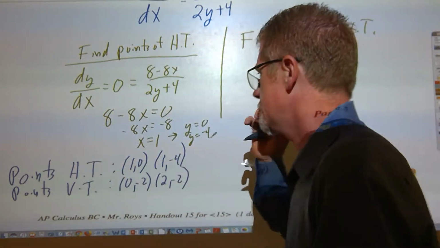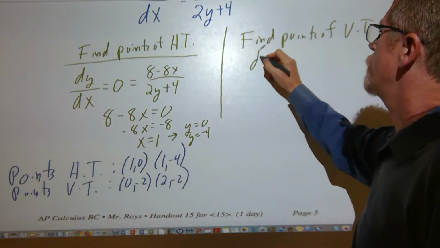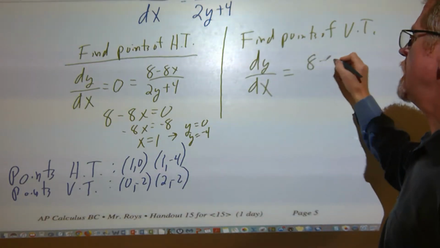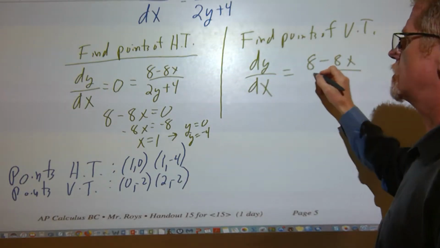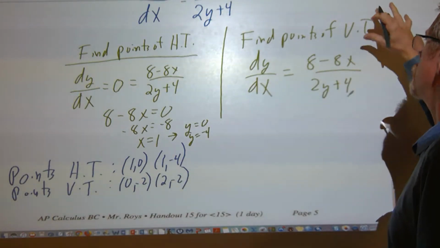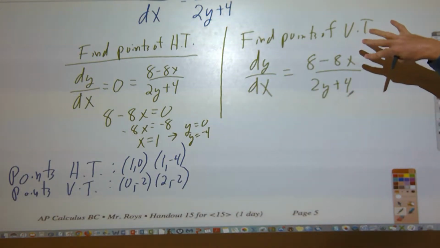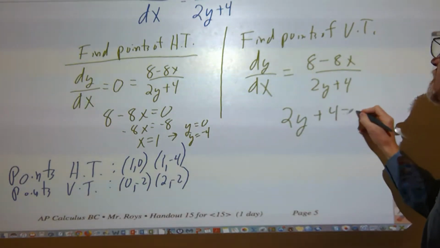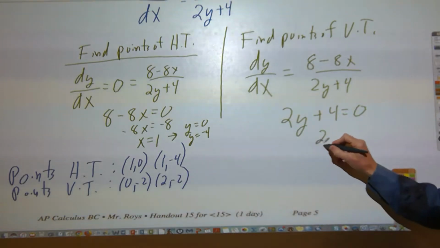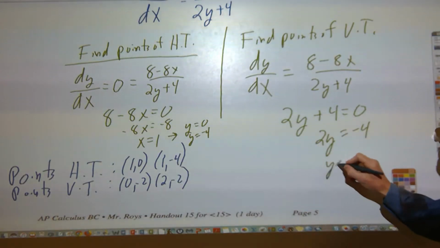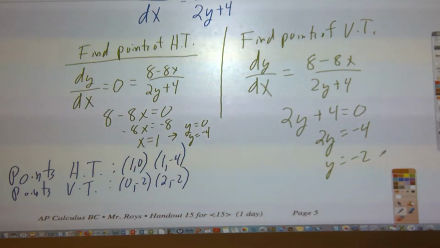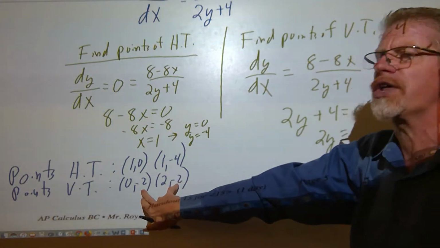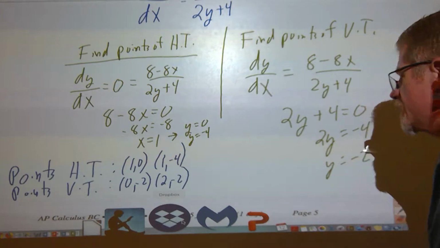Now, points of vertical tangency occur when, so dy/dx is equal to (8 minus 8x) over (2y plus 4). Points of vertical tangency occur when the slope is undefined. Slopes are undefined when the denominator is equal to 0. So you would set the denominator equal to 0 and conclude that those points of vertical tangency occur when y is negative 2. Notice again the harmony, the agreement with our pre-calculus approach.